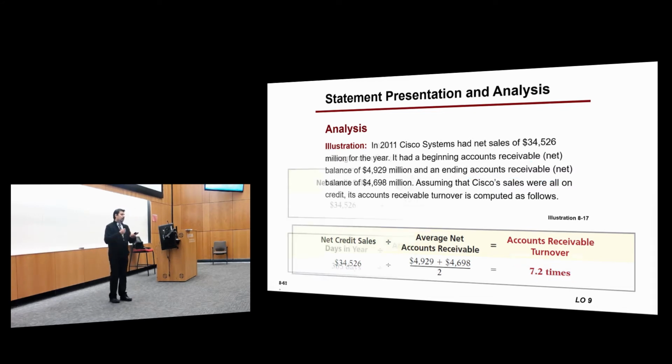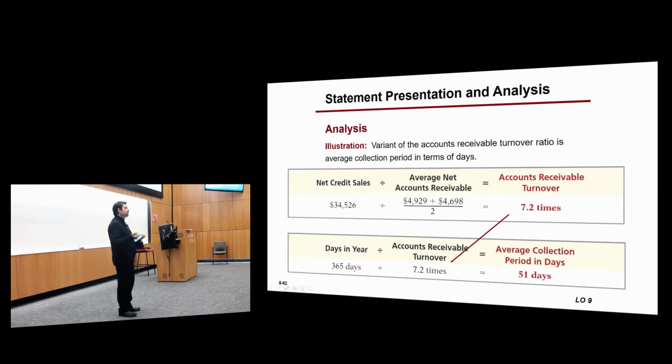Then you have another way of looking at it, which is average collection period in days. This is similar to days in inventory. You're looking at how many days it takes the company to collect all their accounts receivable. Let's say that today Cisco decides to stop making any sales on account. It will take them, on average, 51 days to collect their existing accounts receivable. Here, you divide days in year, 365, by the accounts receivable turnover. Any questions?